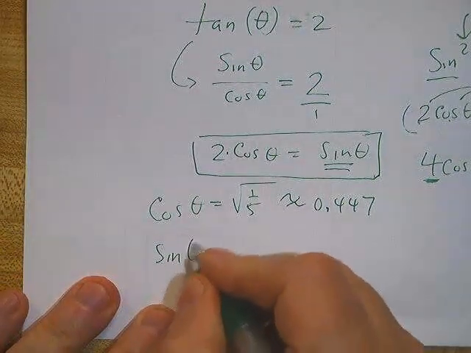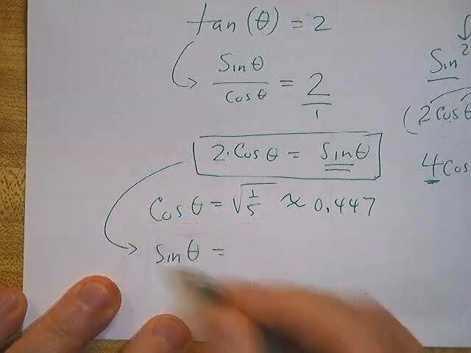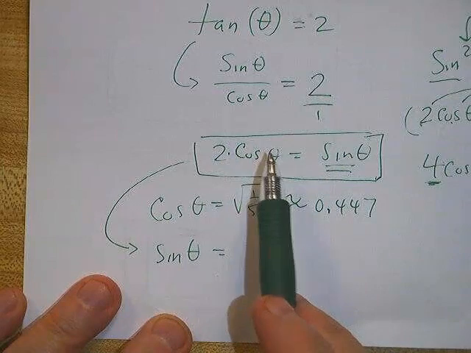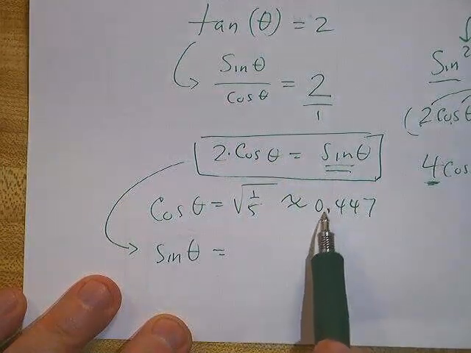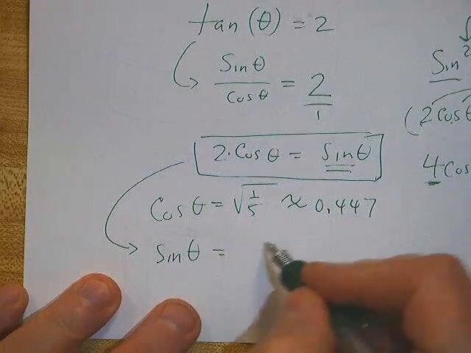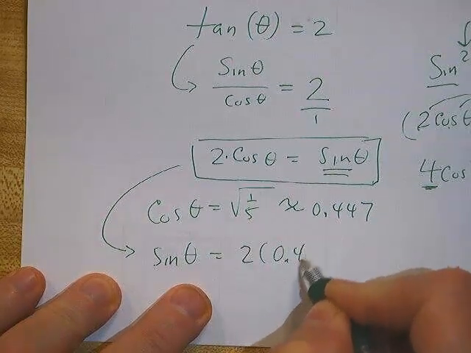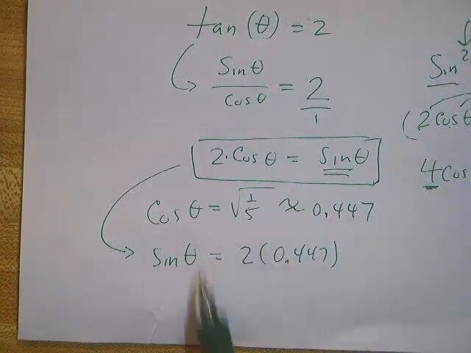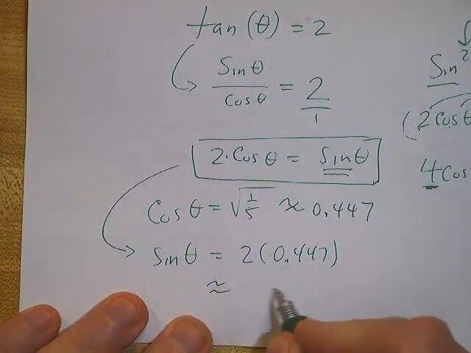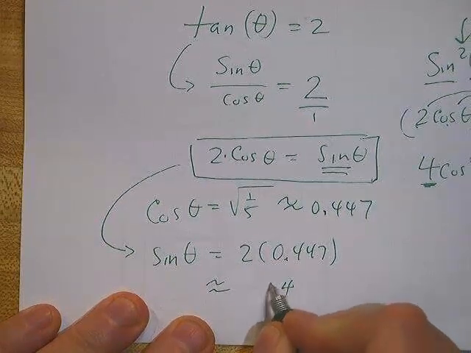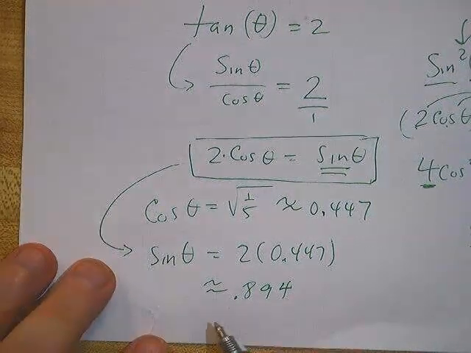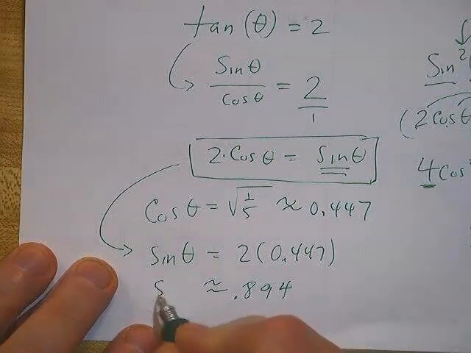To find sine theta in the first quadrant, we know that sine theta is 2 times cosine theta. Since cosine theta is approximately 0.447, we can take our answer for cosine theta and double it. So sine theta will be approximately 0.894. So those are our answers for cosine theta and sine theta.